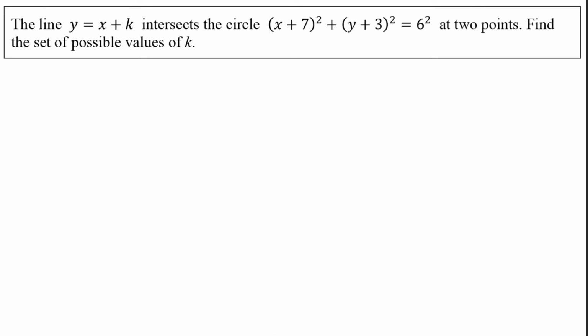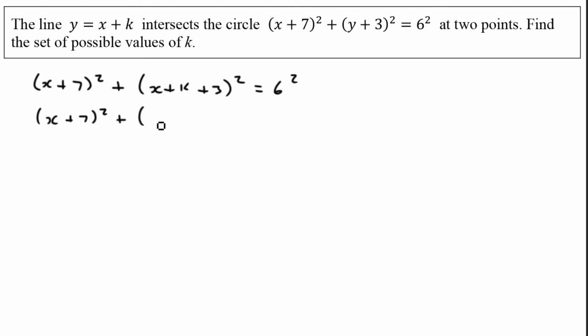Well, again, we have simultaneous equations. Let us substitute this straight line expression for y into the circle. That will give us (x + 7)² + (x + k + 3)² = 6². Before we do the expansions, I think it will help us to write that second bracket as x plus a number, that number being k + 3. Then we have to square that.